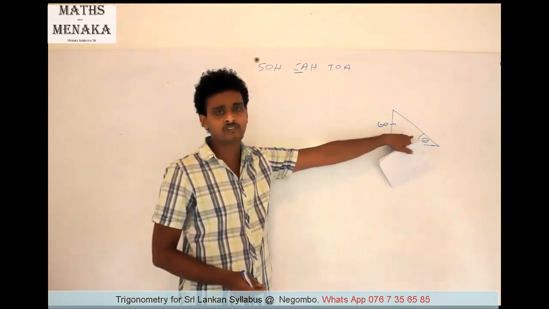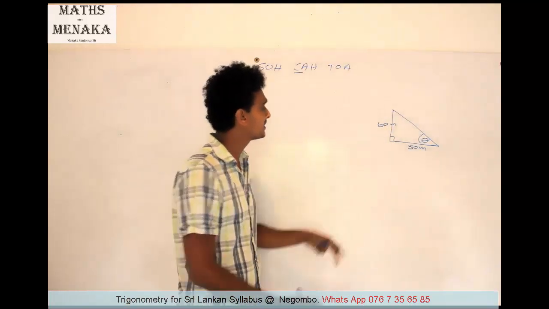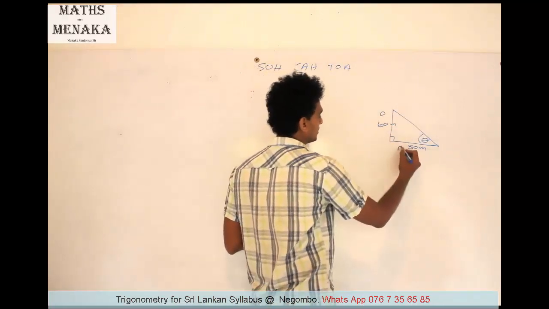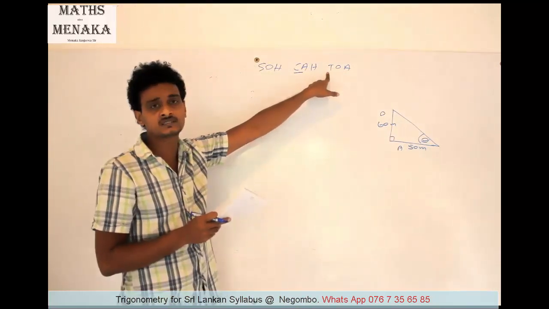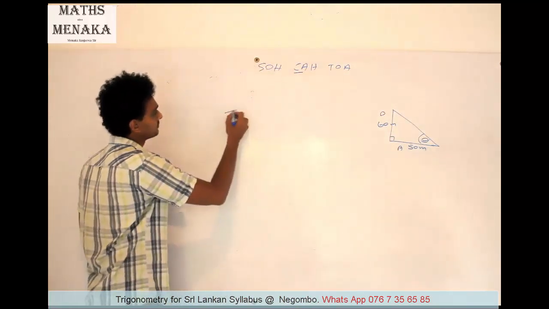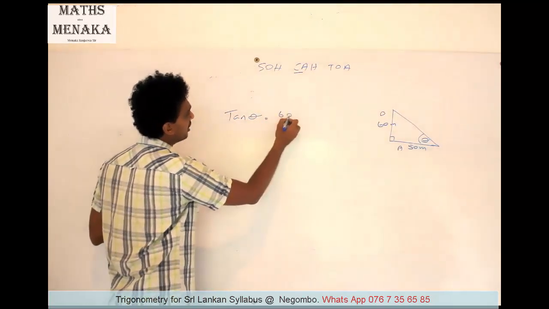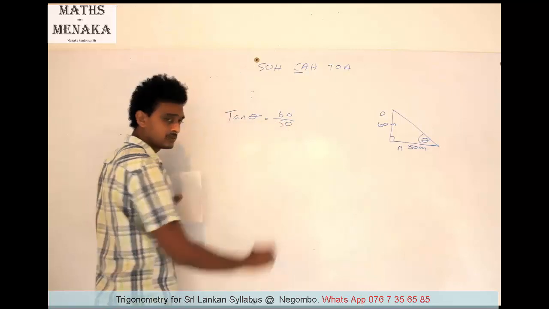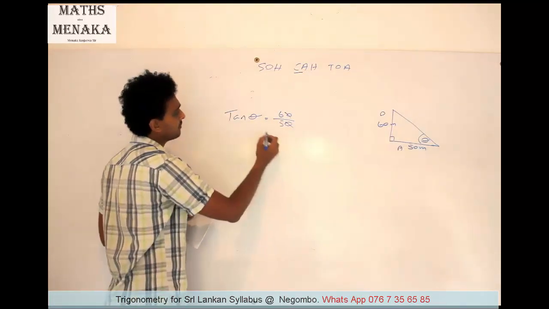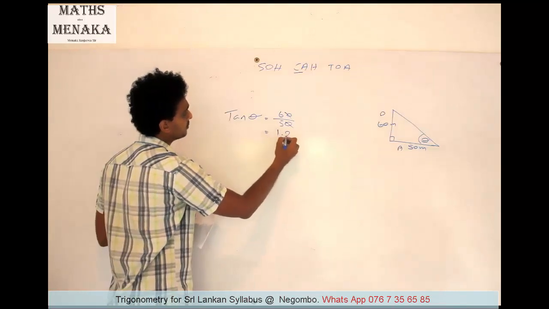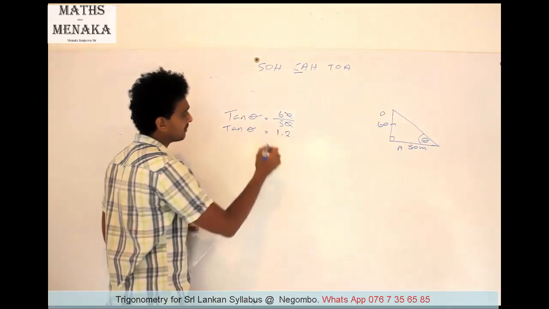Here theta you have to find. So name the two sides given according to the angle. This is opposite. This is adjacent. So opposite and adjacent is tan. So you have to get tan. Tan theta equals opposite over adjacent, 60 over 50. Cut 0. Then 6 divided by 5 is 1.2. The tan theta is 1.2, right?